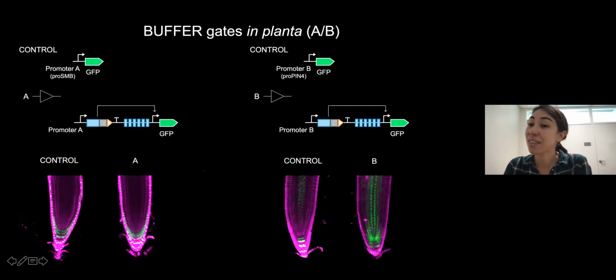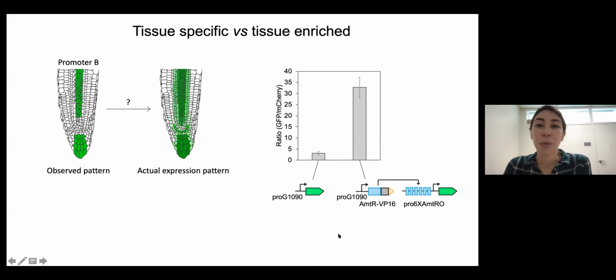Now that doesn't hold for every promoter. If instead you use a different promoter, this is a pin-4 promoter, as your input promoter, you get an expanded expression profile relative to the control, right? So the addition of the synthetic activator in the middle is changing the expression pattern in plants. Now, why is that?